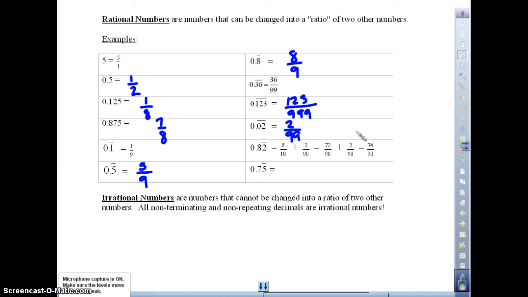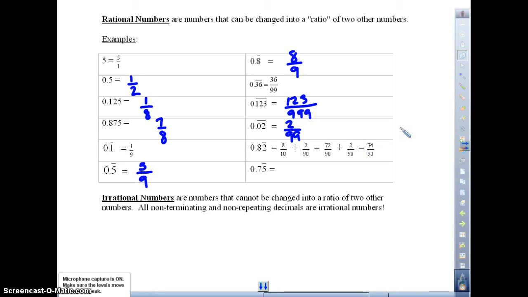Yeah, it's 2 divided by 99. Okay? Now, I've shown you, here we've got 0.82 and the 2 repeats. So it's 0.82222222. That's going to be 8/10 plus 2/90. Okay, and if you make this a denominator of 90, you've got 72/90 plus 2/90, which is 74/90.